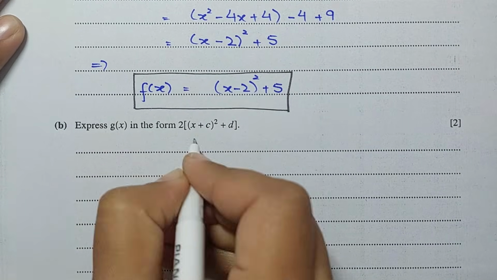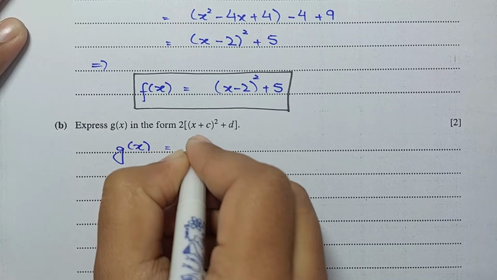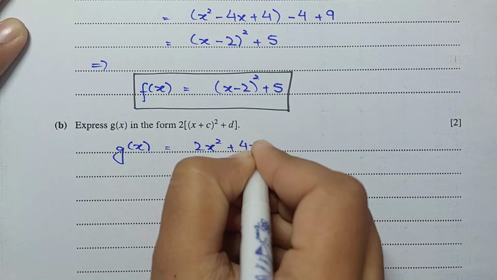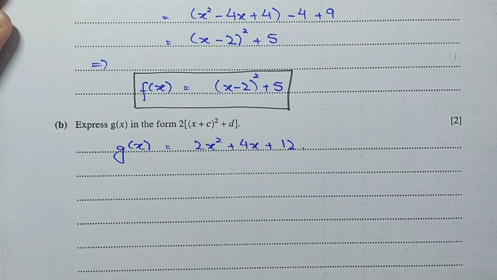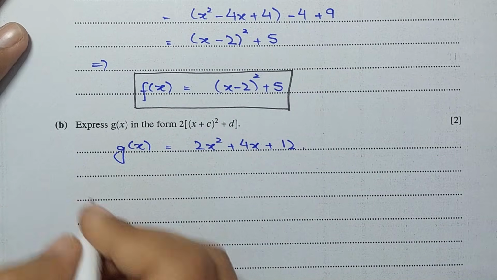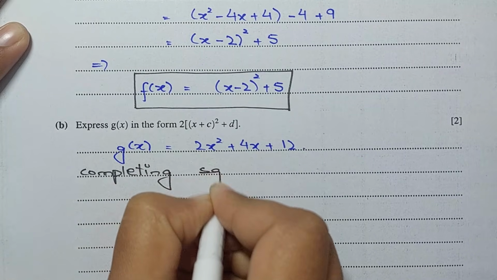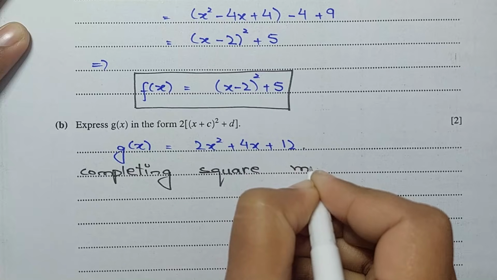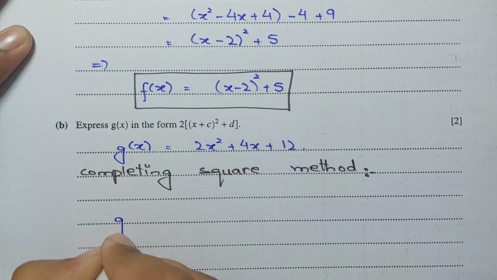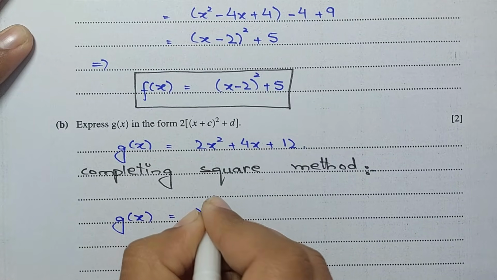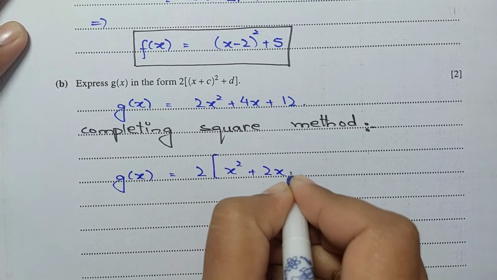Moving to part B, express g of x in the form. Okay, so the function g of x is 2x square plus 4x plus 12. So we need to express it with 2 common and then the rest of the thing. So again, completing the square method. For the completing the square method, we can say g of x, take 2 common throughout the terms you have been given, right? So x square, 2 times 2 is 4, 2 times 6 is 12.